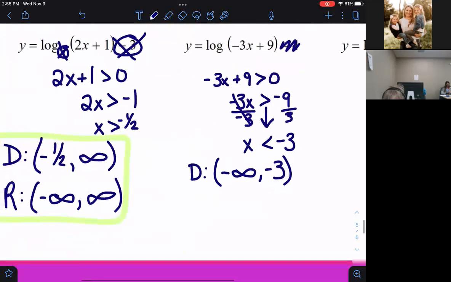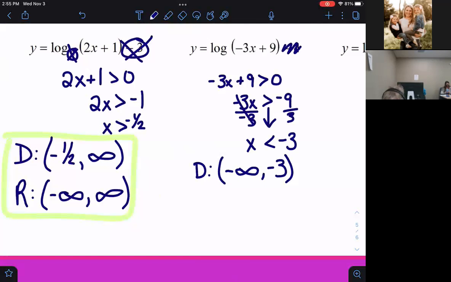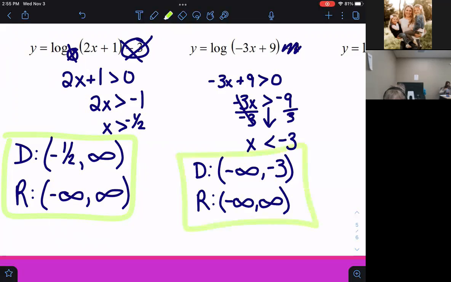So notice how that's flipped from the previous example. Because we flipped the sign, we had to flip how we wrote the domain. Your range, however, will be from negative infinity to positive infinity. This one may or may not be like the one on your final exam. So just be very cautious when you have an inequality and you multiply or divide it by a negative number.